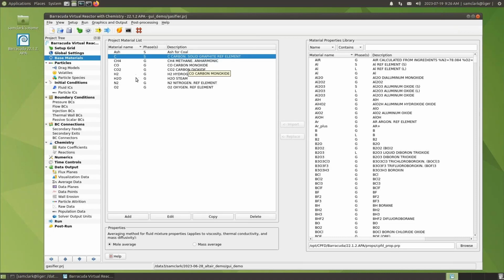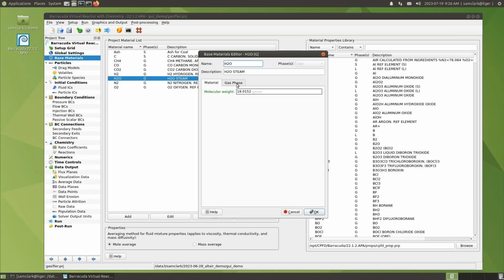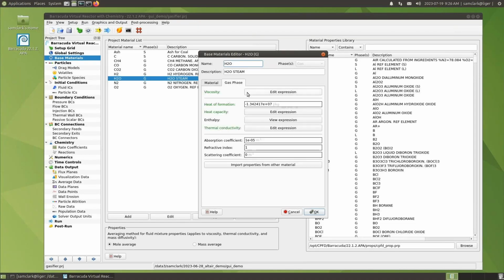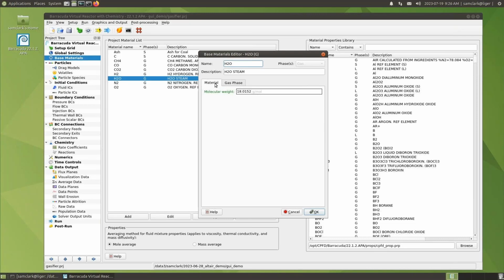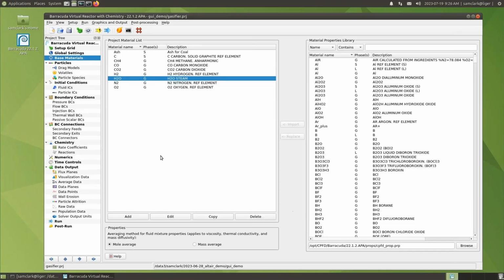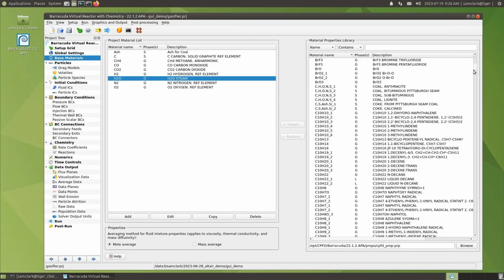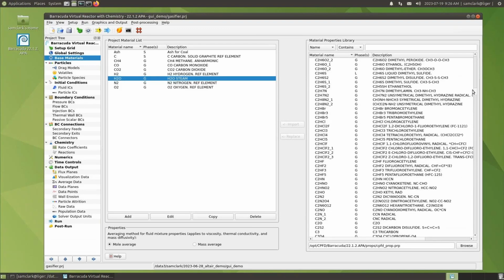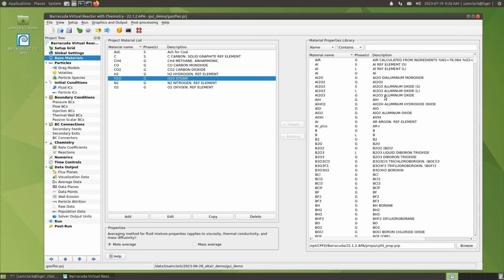So here, if I open up one of these, you'll see that Barracuda does allow the user to input a lot of physical properties that are needed for the calculation. And so there's a whole user interface for doing that. People can define their own materials if they need to, or you can pull materials that are in a built-in library that's included with Barracuda. And so a lot of times you'll find that the materials you want to use are already there. It can just be pulled in to the project material list.